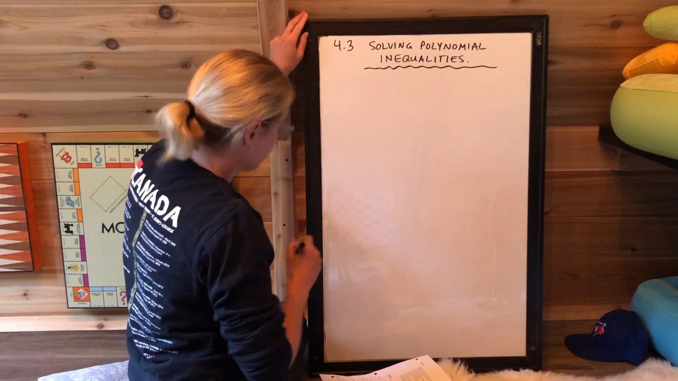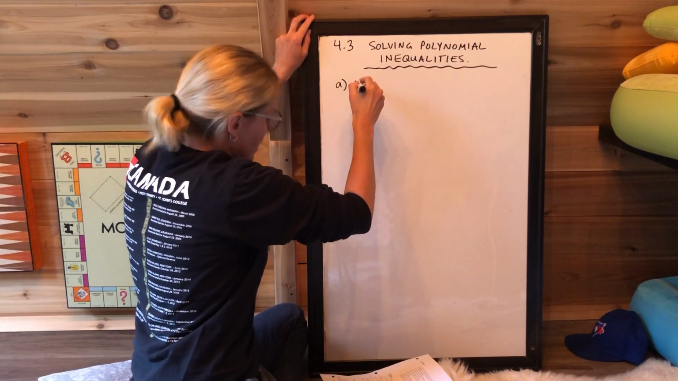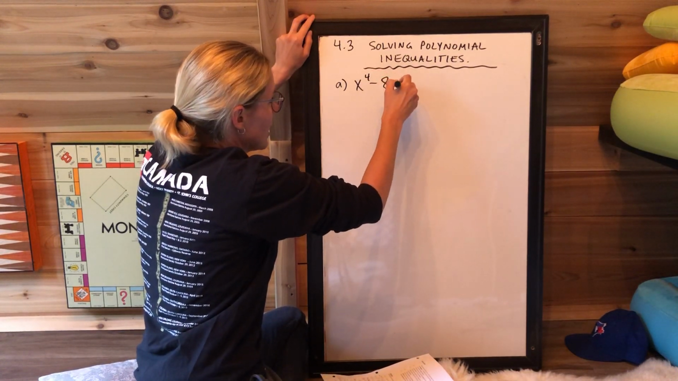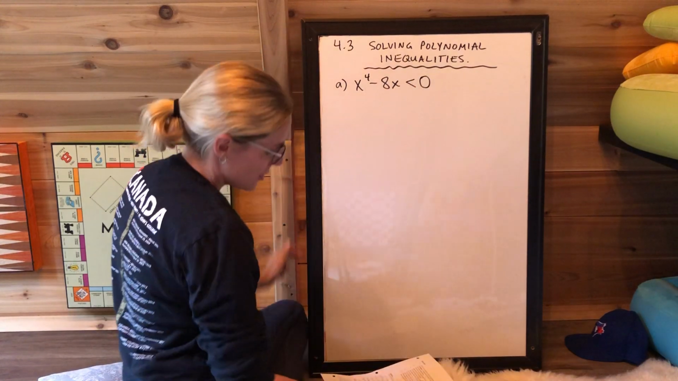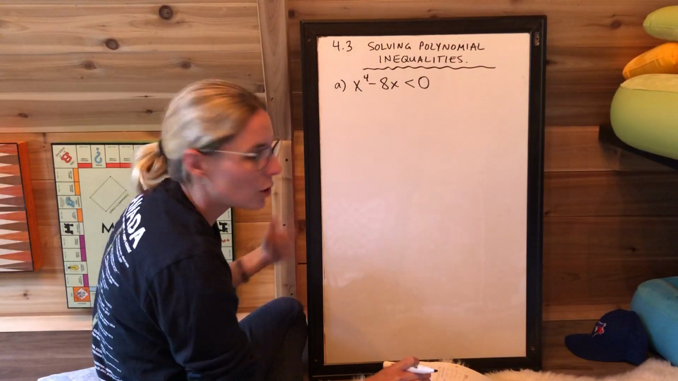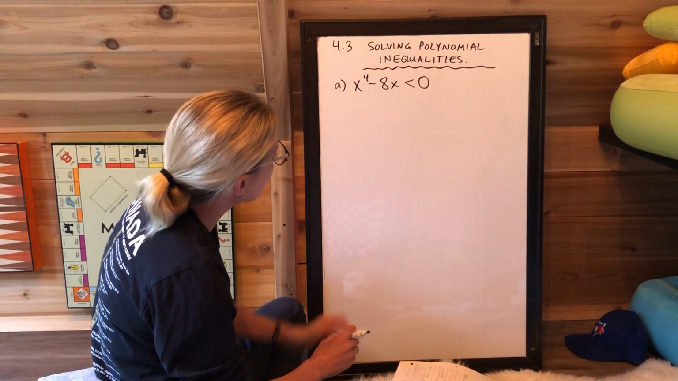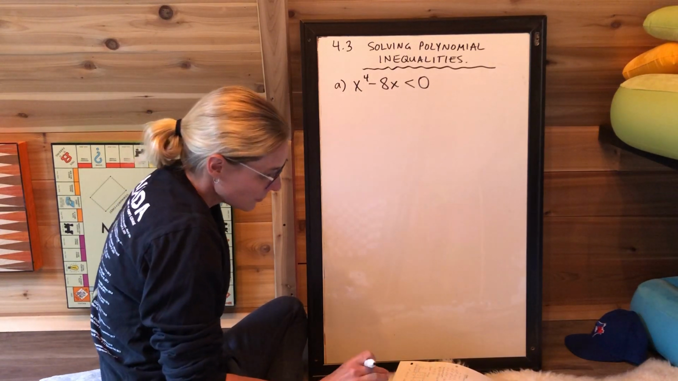Solve the following. Okay, so I don't need to write what it says. The first one is x to the 4 minus 8x is less than 0. A couple things are already worked out here. It already has the 0 on the right hand side, so we don't need to worry about that. We just have to look at this and figure out how to factor it.